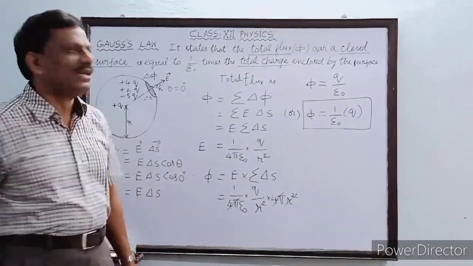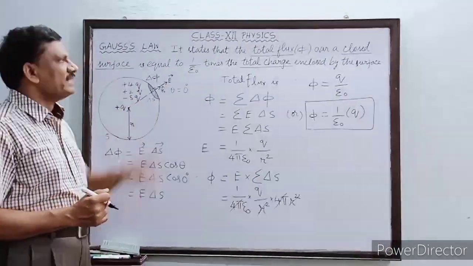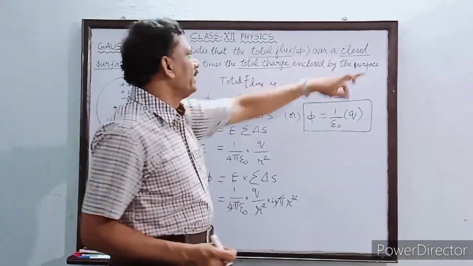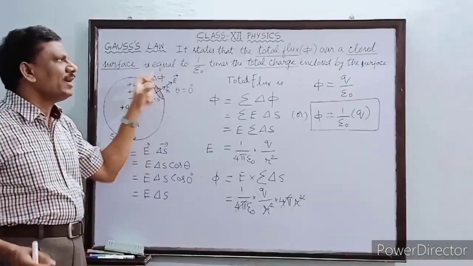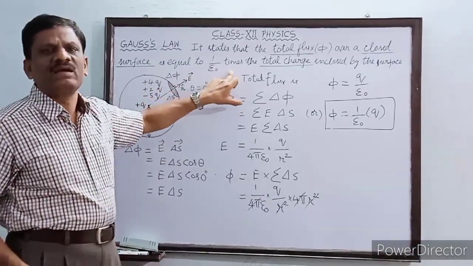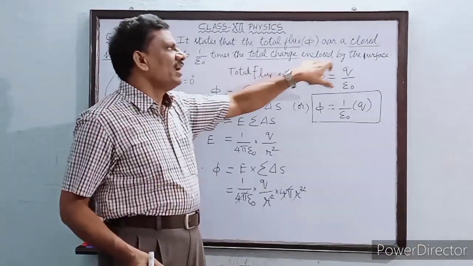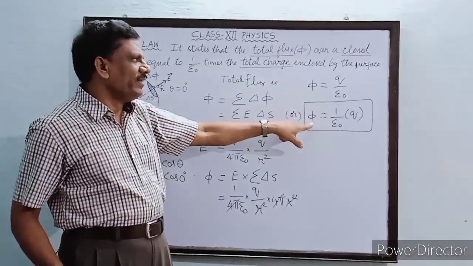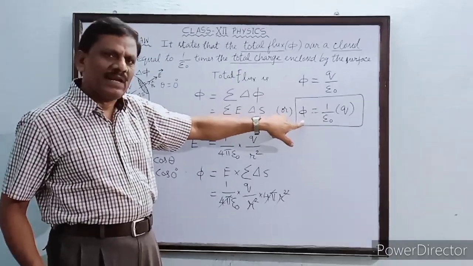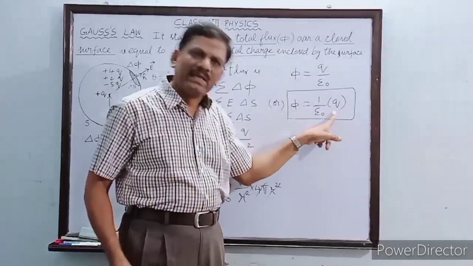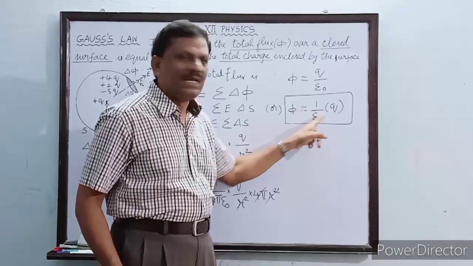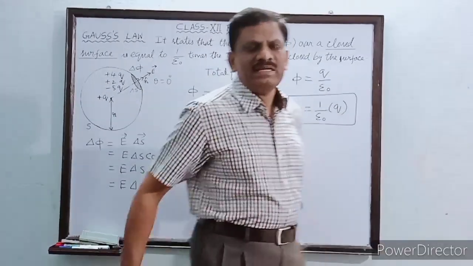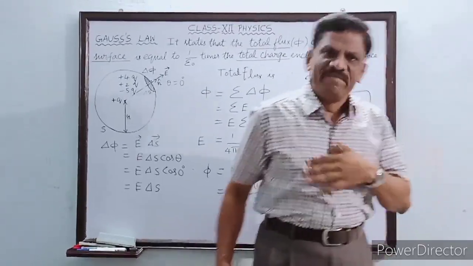So once again I will repeat Gauss law. It states that the total flux phi over a closed surface is equal to 1 by epsilon naught times the total charge enclosed by the surface. So finally mathematically, phi is the total flux, Q is the total charge. Are they related? 1 by epsilon naught times Q. Epsilon naught we have already defined as the permittivity of free space.